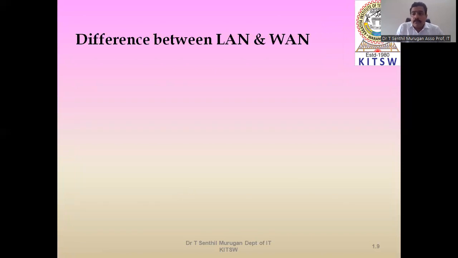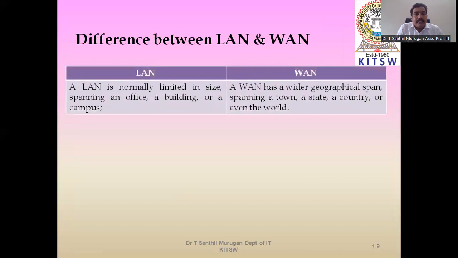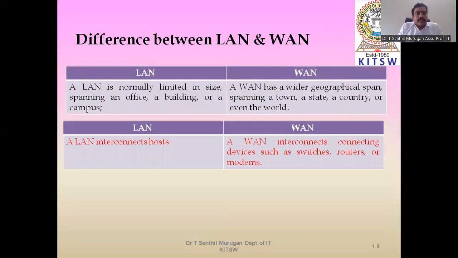What's the difference between local area network and wide area network? The first one, normally limited in size. Local area network means very small size. Wide area network means it has a geographical span. So USA, India, London, like that, we can connect different countries. The second one is what it interconnects. Different systems are there, laptops, desktops, printers. We use the local area network to connect these devices. Wide area networks connect switches, routers, and modems.